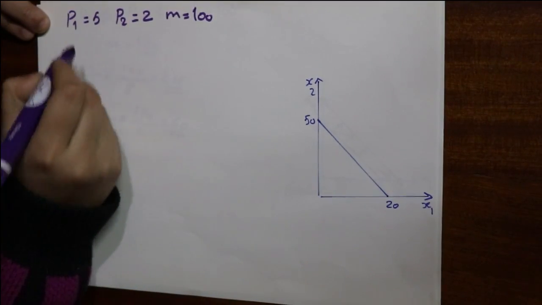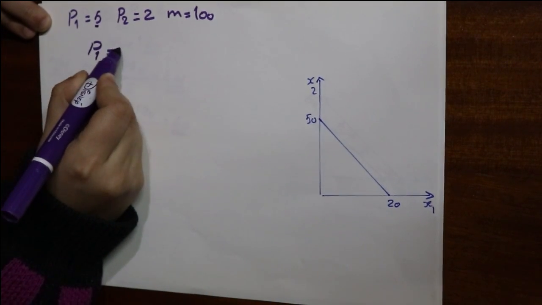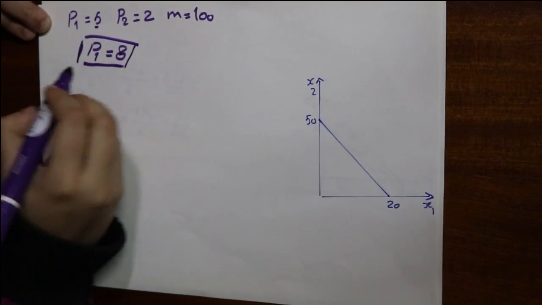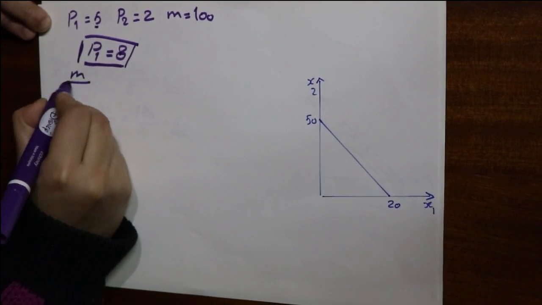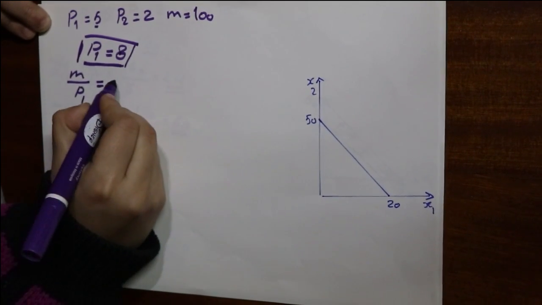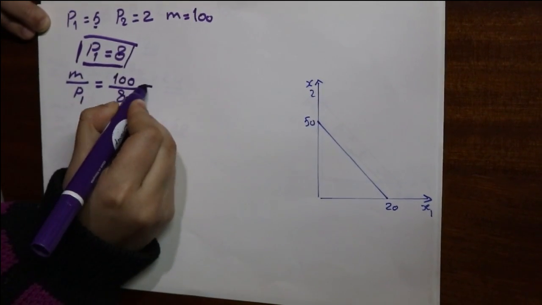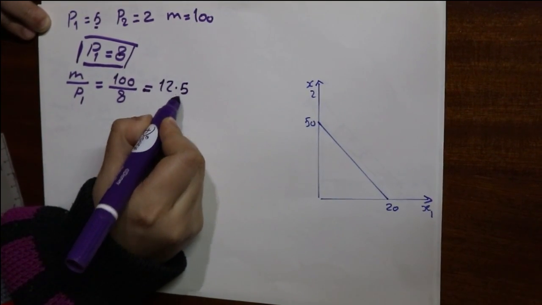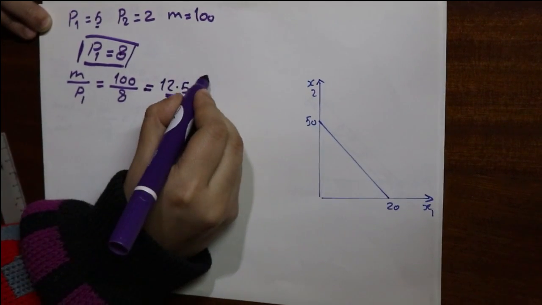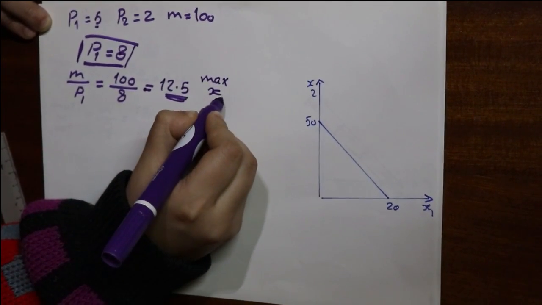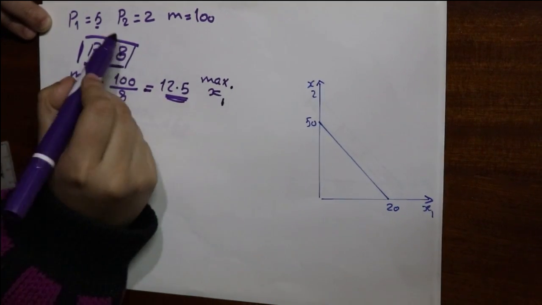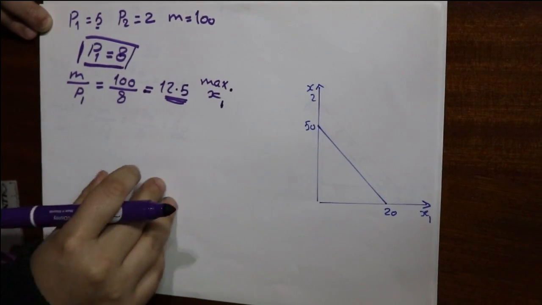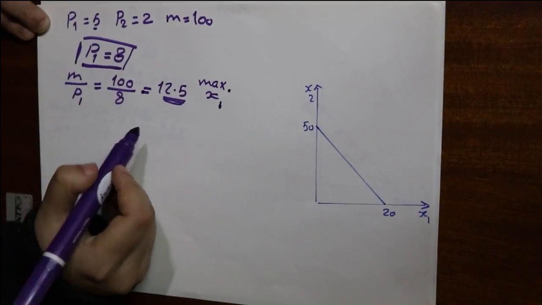If the price of x1 increases from 5 to 8, so the new price p1 equals 8, the intercept will change. M over b1 equals 100 over 8, equals 12.5. This is the maximum units of x1 if I spend all my money income on x1 and spend nothing on x2. The intercept of x2 will not change because the price of x2 doesn't change.